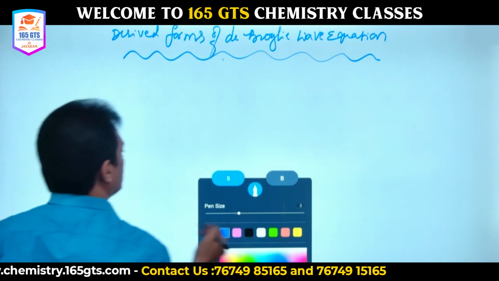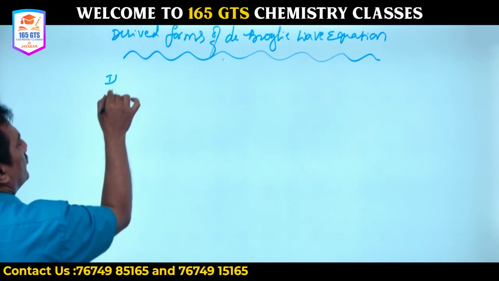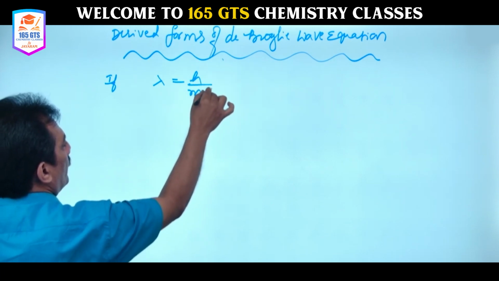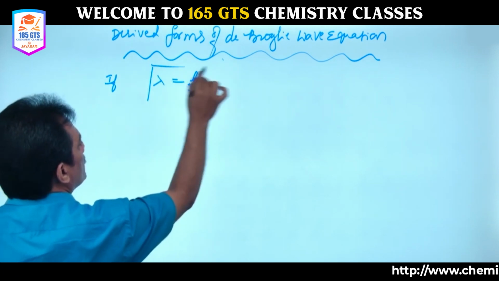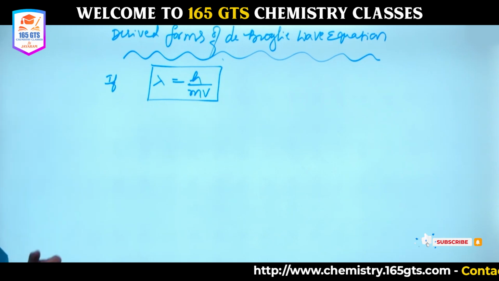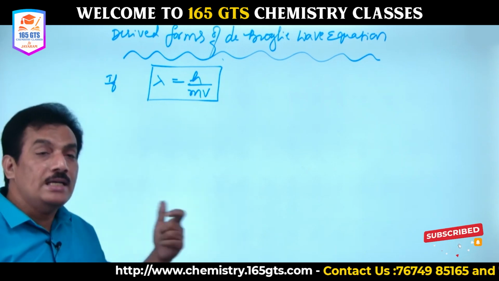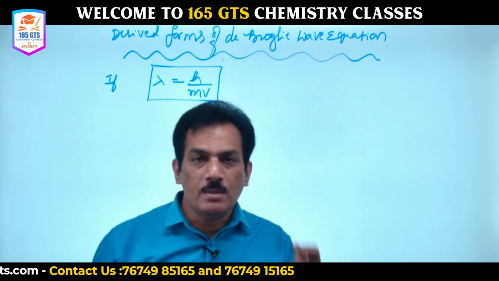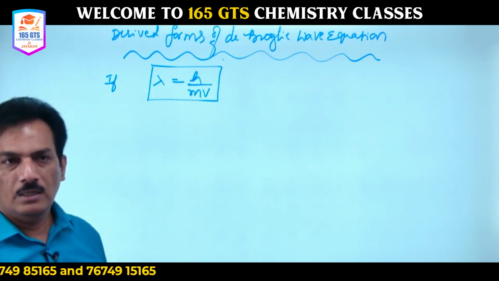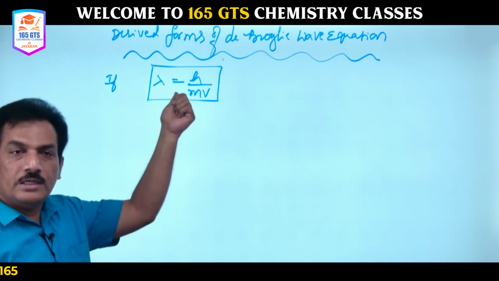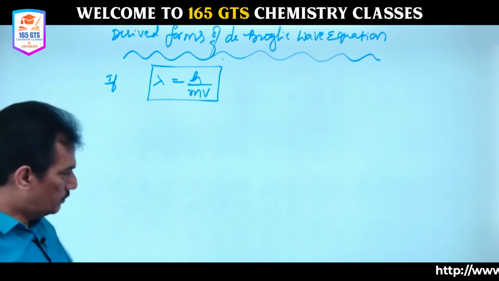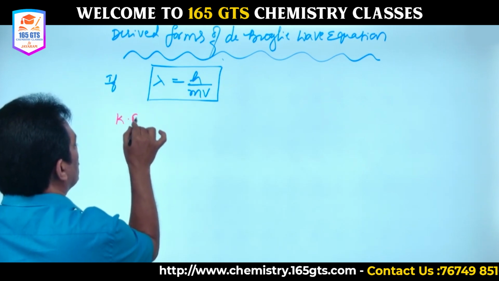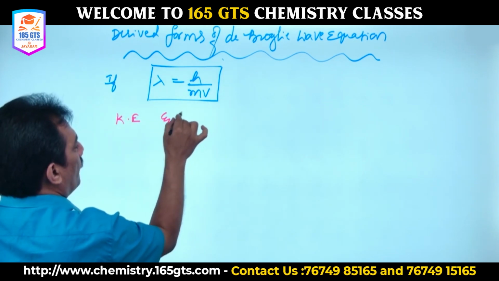In this one, first, lambda is equal to h by mv. But this mv we can obtain from kinetic energy instead of mass and velocity. If for any particle the kinetic energy is given, then the kinetic energy is also related to this wavelength. How? Kinetic energy and lambda.